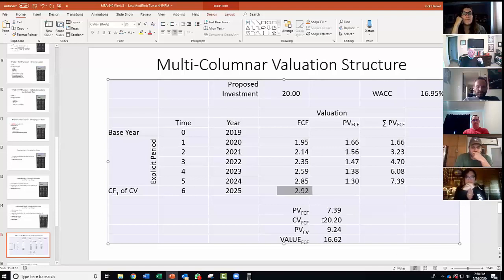So we've come up with this 20.2, and then we're going to discount it back to today. And if I take the present value of this continuing value plus the present value of this summation of these cash flows and add them together, I get a present value. So the present value of all of this in a model form is 16.62.